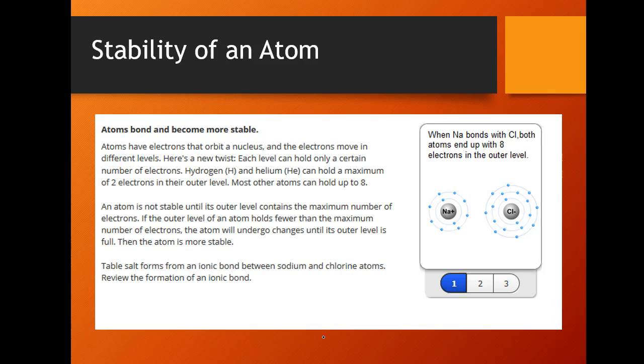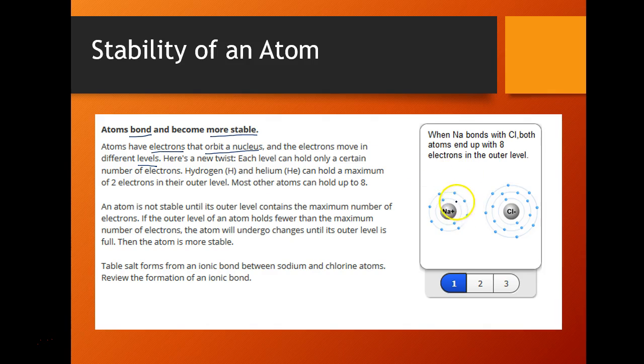So before we go over how carbon has properties that make it unique in bonding to many different other atoms, it's important to talk about the stability of an atom in general. Atoms bond because it makes them more stable, and let's talk about why they do this. Atoms have electrons. Remember, electrons are not found in the nucleus, but they actually orbit or go around the nucleus. And those electrons move at different levels.